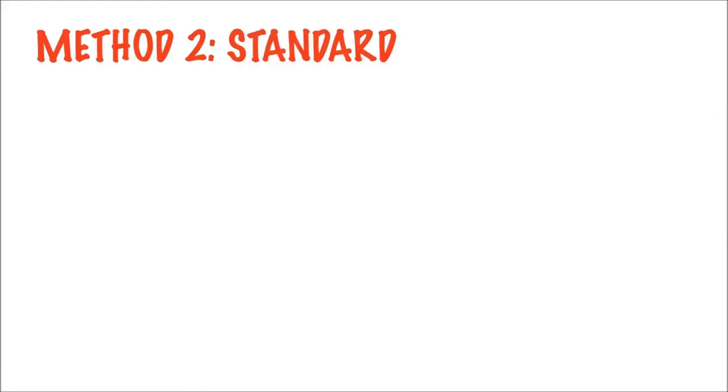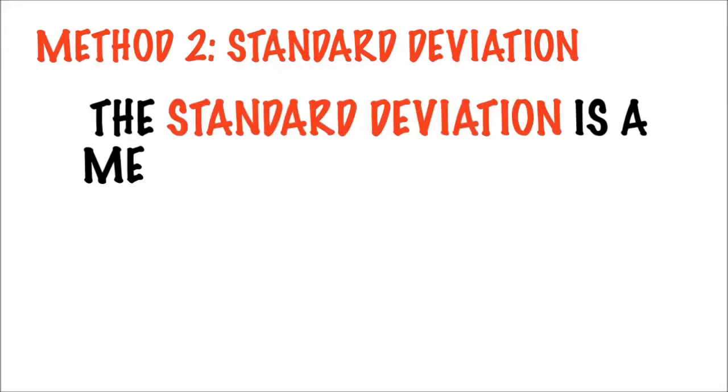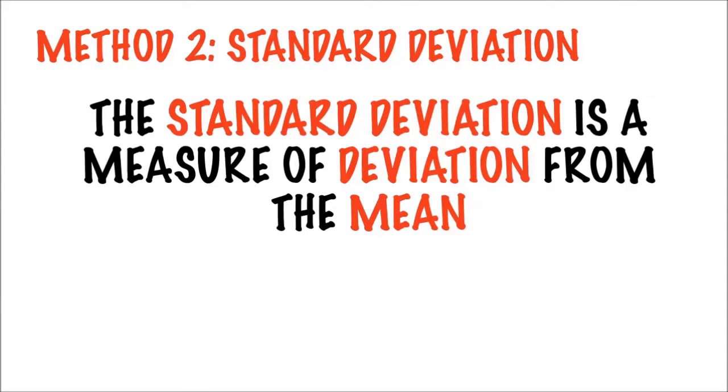In this section, we are going to learn about standard deviation. Standard deviation is a measure of deviation from the mean. We'll get to what exactly that means in a minute, but before we talk about the drab mathematical aspects of this notion, you should know that standard deviation is one of the most important formulae in all of statistics.